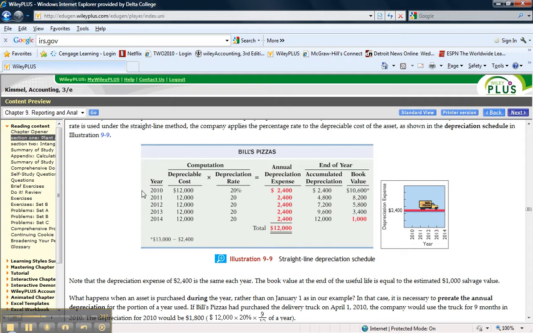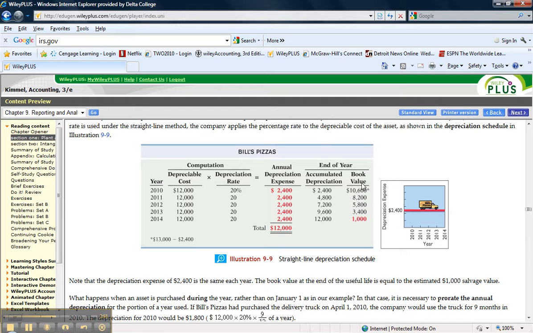This table kind of shows you how the depreciation expense would be recorded every year. 1/5 is 20%, so 20% of the cost. There's your $2,400 every year. At the end of the year, then, you'd have this other account called accumulated depreciation. This is an accumulated total of what's been depreciated so far or expensed so far. And then the difference between the cost and that accumulated depreciation is known as the book value. That's the amount of the cost of the truck that hasn't been depreciated yet.